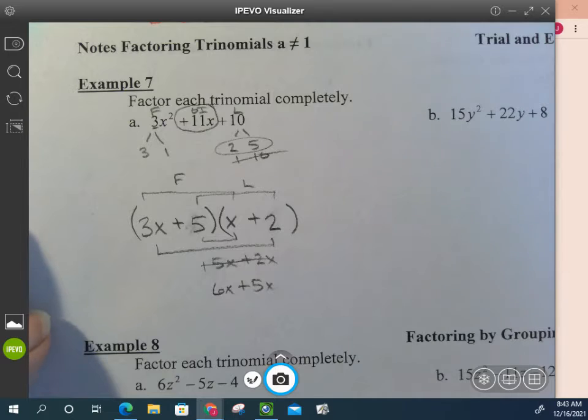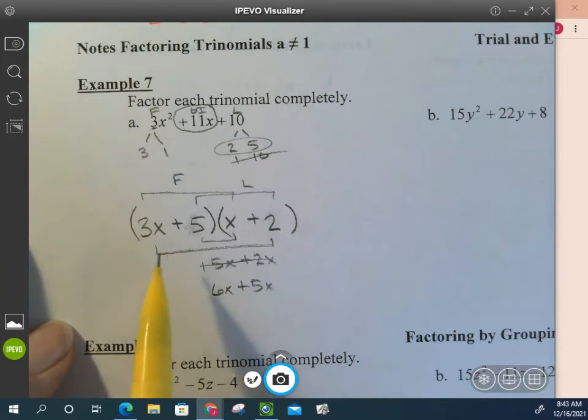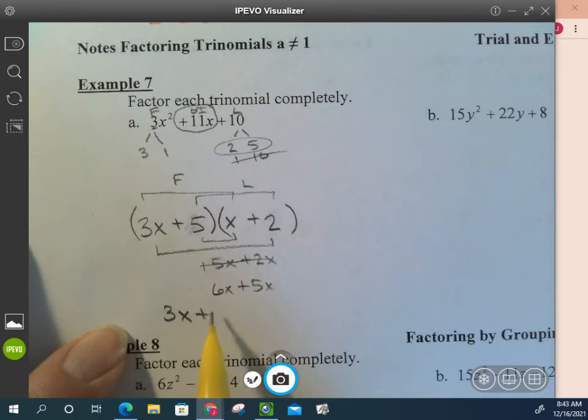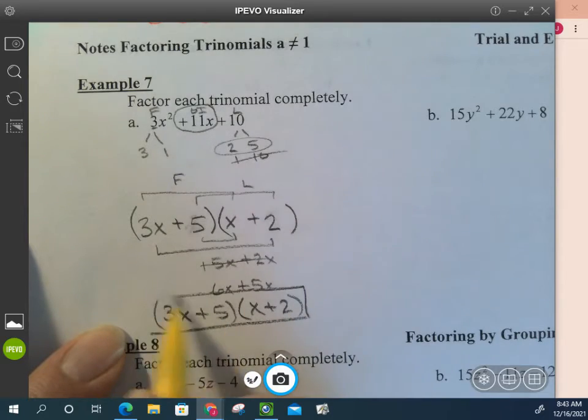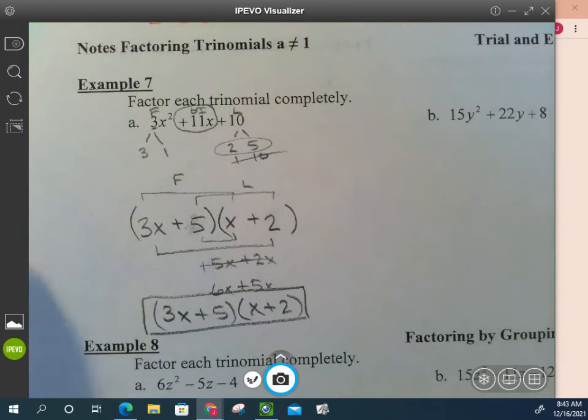So that is my final factored answer. Maybe I need to write that a little neater. So it's 3x plus 5 times x plus 2. That is my final factored answer, just to make sure we see that.